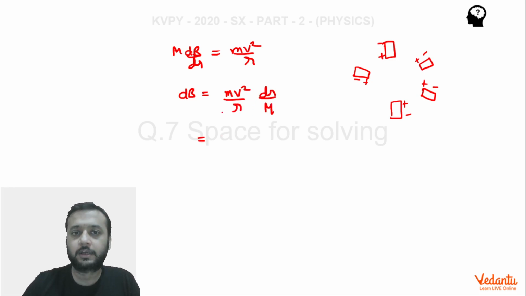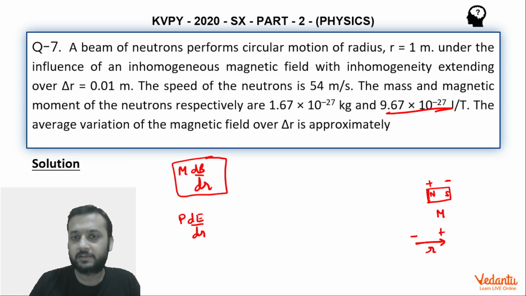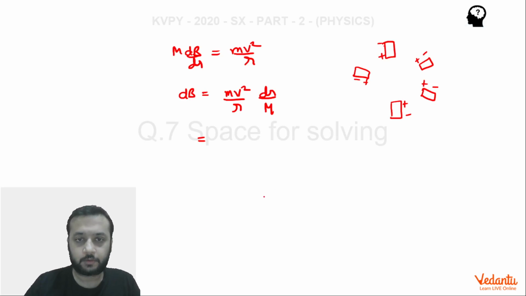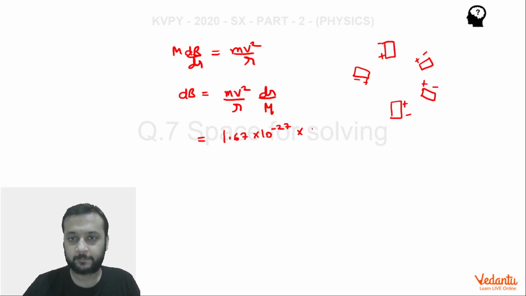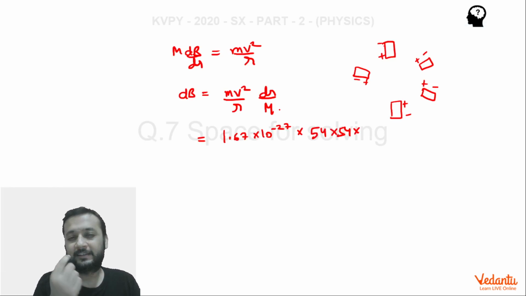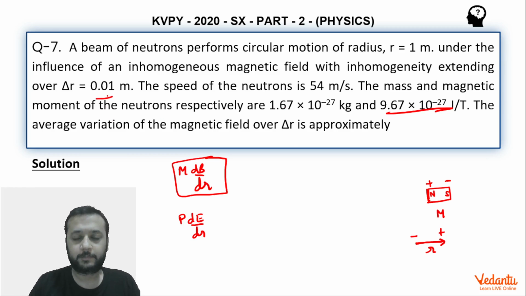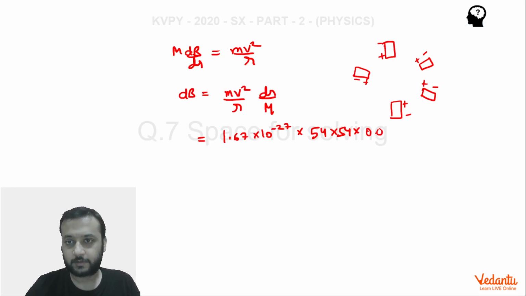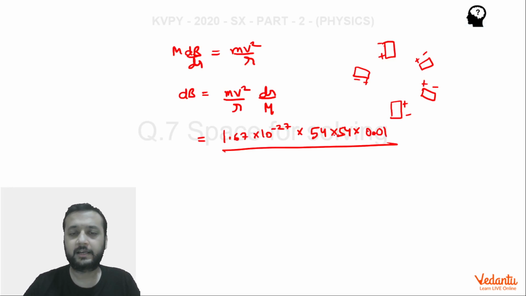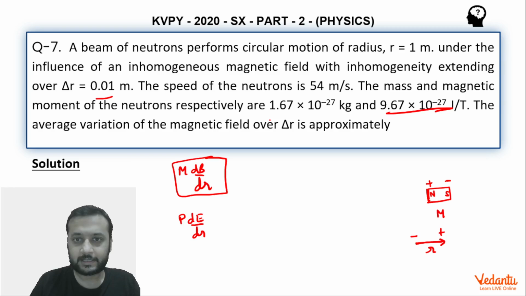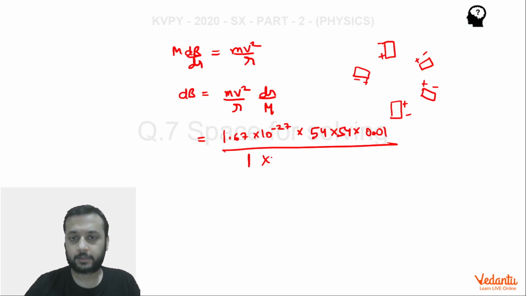Now we can just put all the values. Mass of the neutron was given to us, which is 1.67 into 10 to the power minus 27. Speed of the neutron was given as 54, so this will become 54 into 54. The dr, that means the distance over which we have to find the variation, has been given as 0.01 meters, so we can put 0.01. And divide by the radius of circular motion, which is 1, and the magnetic moment was given as 9.67 into 10 to the power minus 27.